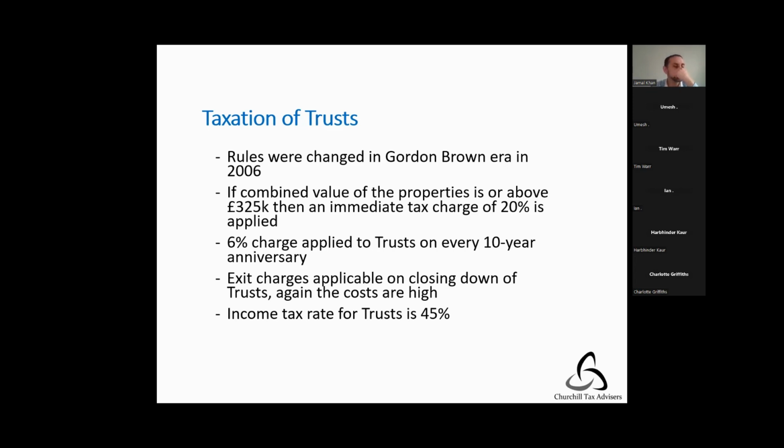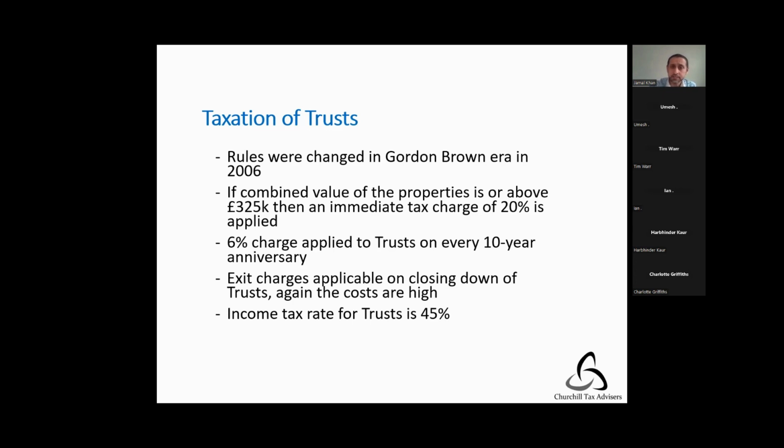So now, under the new rules, if you are transferring properties into a trust worth more than £325,000 per settlor, then an immediate tax charge of 20% is applied. This is called the lifetime charge, and if that settlor then passes away within 7 years, or between 7 and 10 years, then there is another 20% payable. So this is essentially half of your inheritance tax that's applicable on the creation of the trust if the value of the assets is more than £325,000.